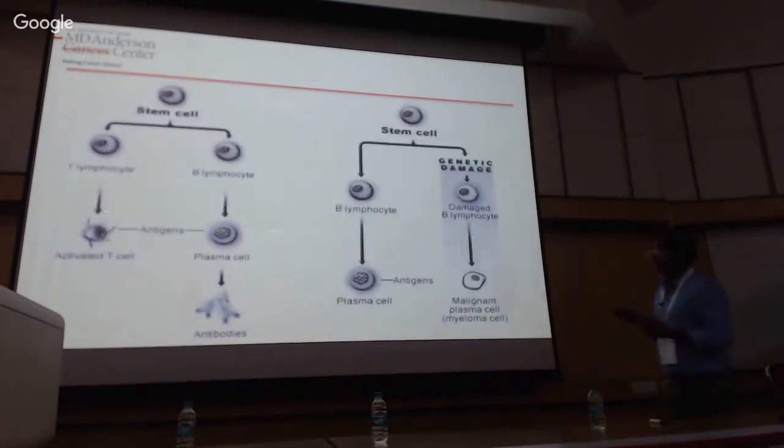The first aspect is the stem cell. Your stem cell can form T lymphocytes and B lymphocytes, and this is a normal procedure in our body for development. You have antigens, activated T cells, plasma cells, and antibodies, and these antibodies take care of your immune system, right? But when this gets deregulated because of some genetic damage, this damaged B lymphocyte forms malignant plasma cells. These plasma cells create a lot of antibodies which are not antigenic to other microbes, but are more antigenic to its own body. So it is not good for your own body as well.